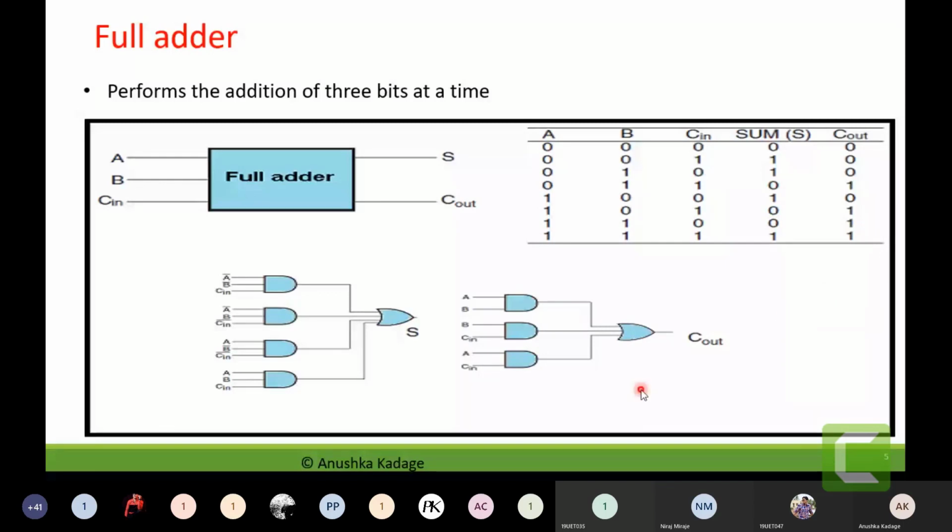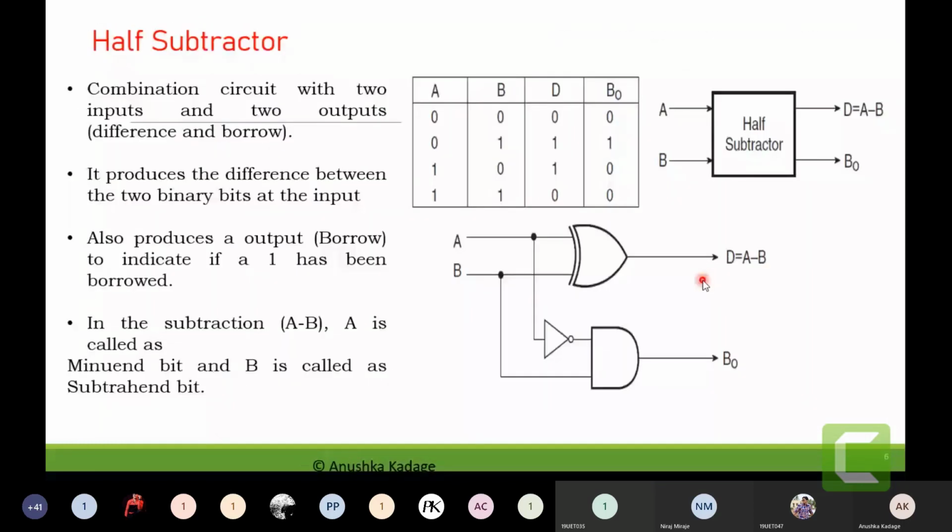Next we will go for the half subtractor. Here again the term is half, that means we are not going to consider the borrow for the subtraction. Only two numbers of 1 bit each we are going to consider for subtraction.